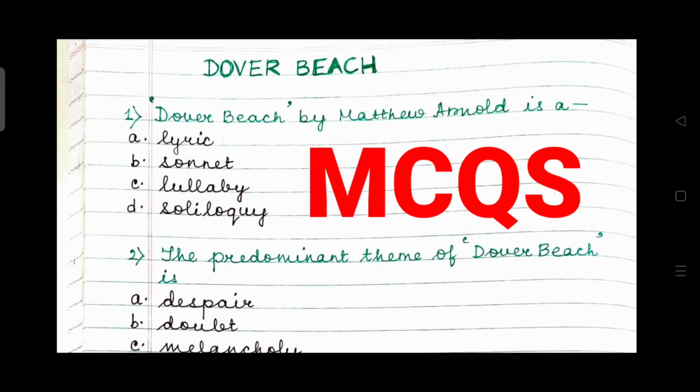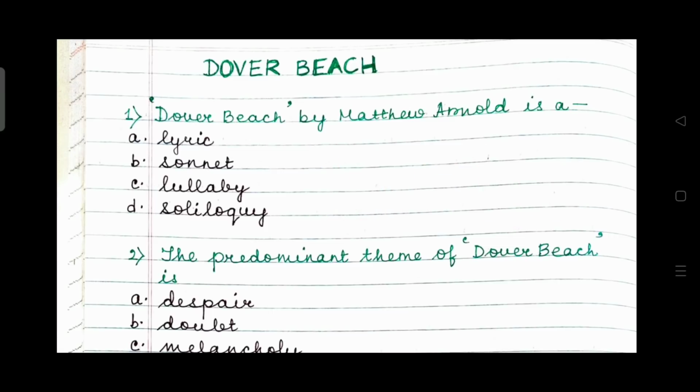Hello everyone. These are some very important multiple choice questions from the poem Dover Beach written by Matthew Arnold. Question 1. Dover Beach by Matthew Arnold is a lyric, sonnet, lullaby, soliloquy. These are the four options. Now eliminate, analyze and choose the right answer. Dover Beach by Matthew Arnold is a lyric. So option A is the right answer.